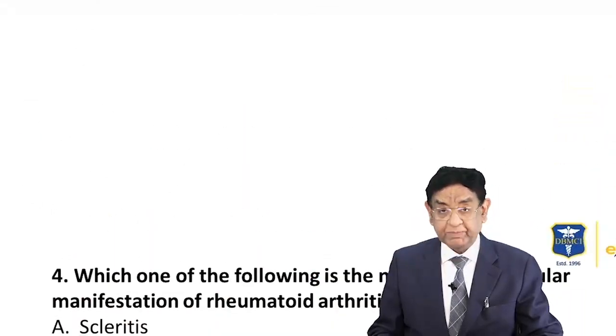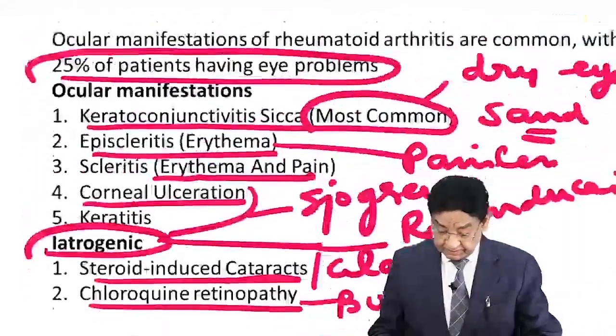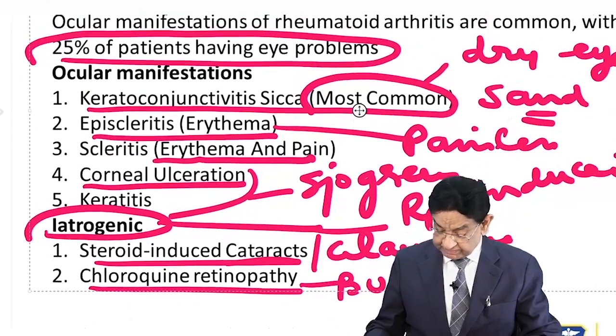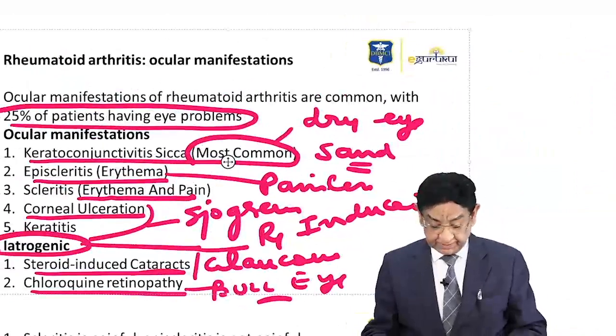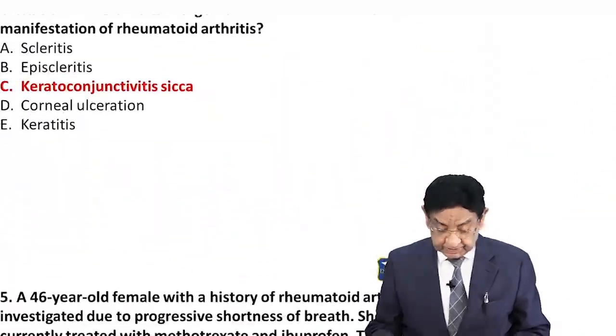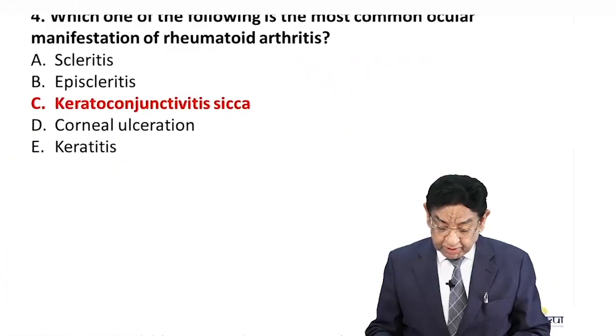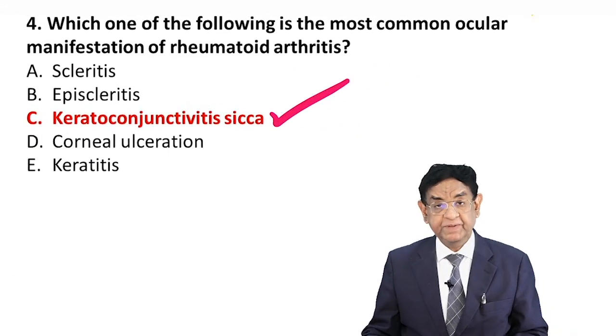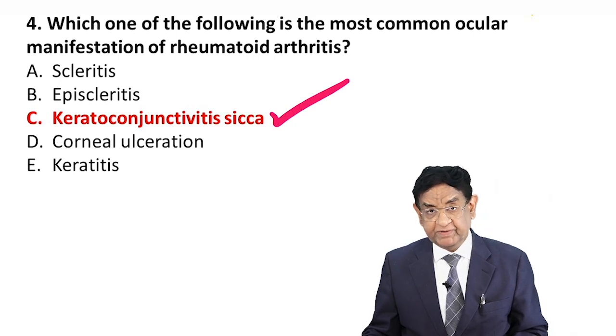So I hope you are clear about the answer. You are clear about this slide also. If you want, I can make it stay for a while. Okay, I hope you have written it by now. Then the most common ocular manifestation is keratoconjunctivitis sicca. This point we discussed in the previous question.